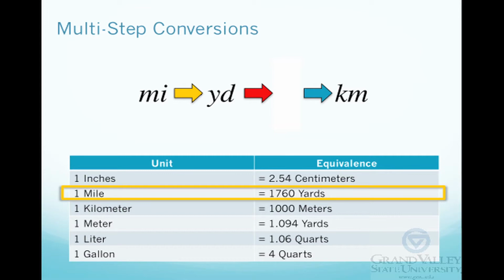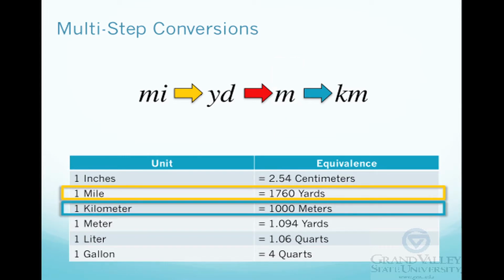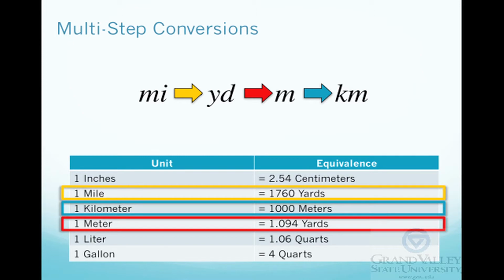Now looking at the other end of the problem, we see our final answer will be in kilometers. Looking at our chart, we can find a conversion factor to convert meters to kilometers. Our missing link is the link between yards and meters, and if we look at our conversion table, we find just that. Looking at the big picture, it appears we must go down the path of converting miles to yards to meters to kilometers.